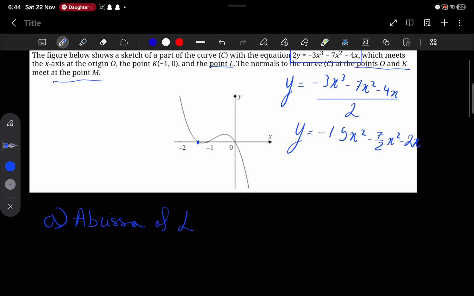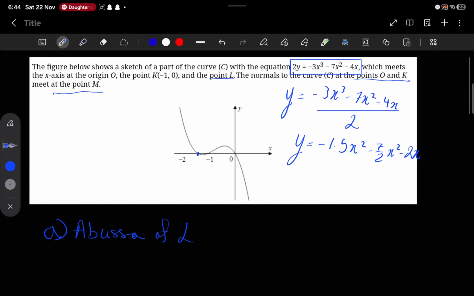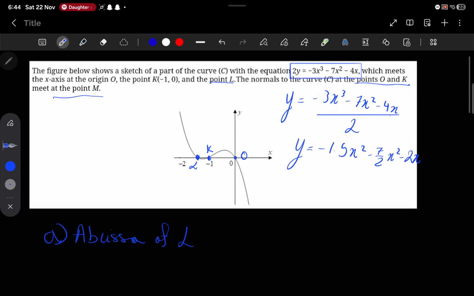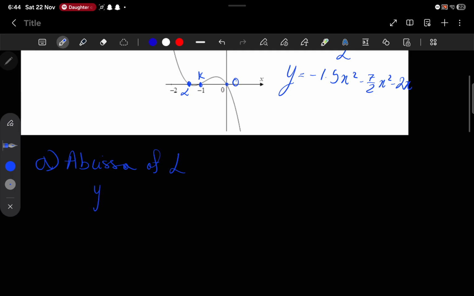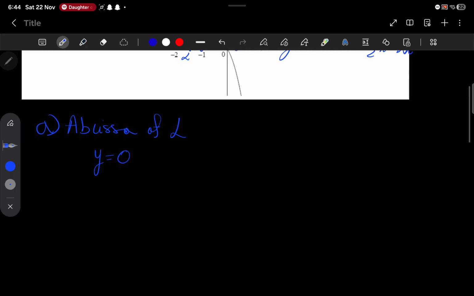Okay. They want us to find the abscissa of L. Remember, L is a root of a function. It's this point here. This is L. Okay, this here is K, and this here is O. So to find the abscissa of L, you're just gonna plug in y is equal to 0, because remember, it passes through the x-axis at this point, at L.